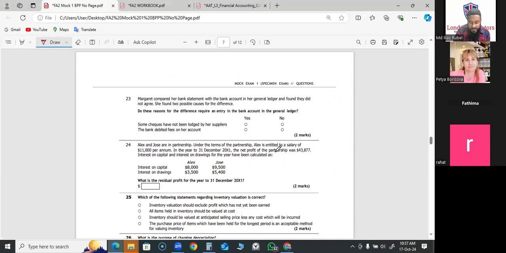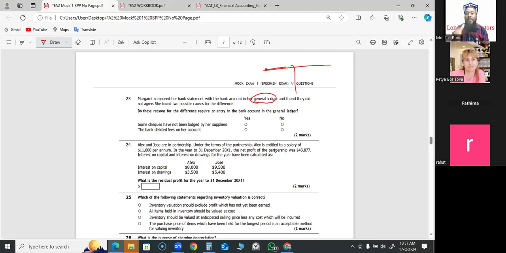Another quick question, number 23. Margaret compared her bank statement with a bank account in her general ledger. What do you mean by general ledger again? T account. We accountants maintain a cash book, bank account, in the cash book, and bank maintains one, and found they did not agree. Like bank statement didn't agree with the cash book, and that is normal because so many reasons could be there.